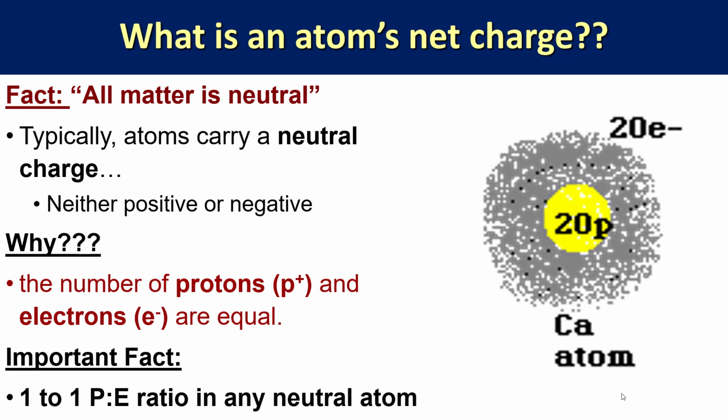What is an atom's net charge? Well, I'm not sure if you remember this from middle school, but all atoms are neutral. In fact, most of all matter is neutral. Typically, atoms will carry a neutral charge, and that means it's neither positive or negative. And why is that? Because here you can see the number of protons is equal to the number of electrons. And since both carry a charge of +1 and -1 respectively, they cancel one another out, and we get something called electroneutrality. So it is that 1-to-1 proton to electron ratio that results in having every atom be neutral.